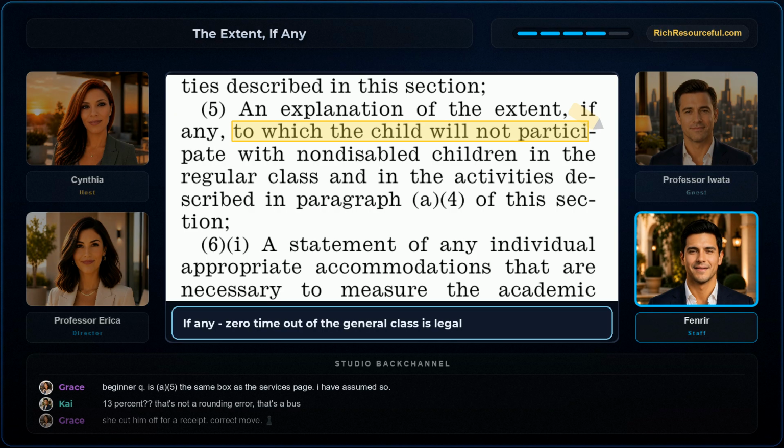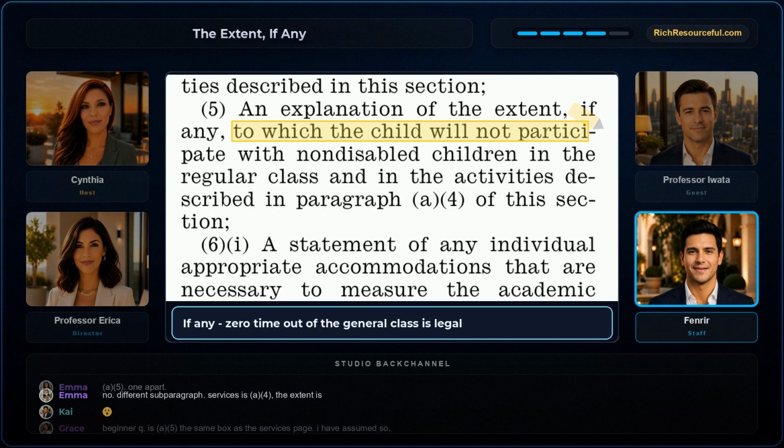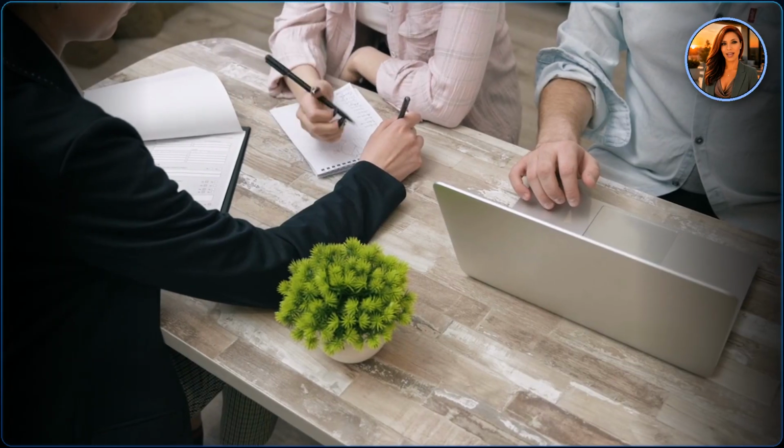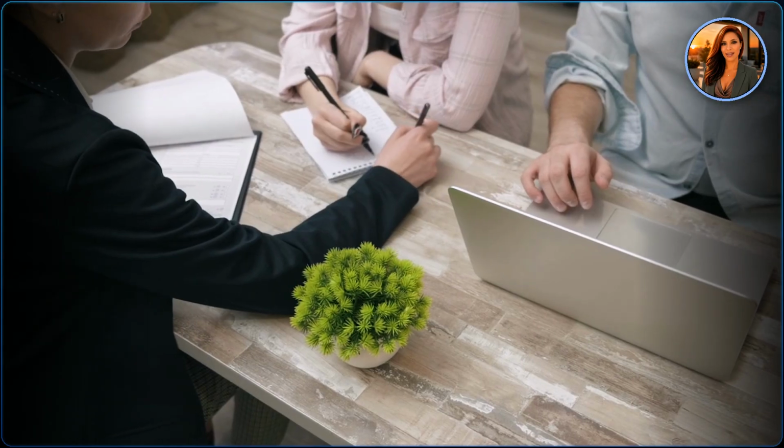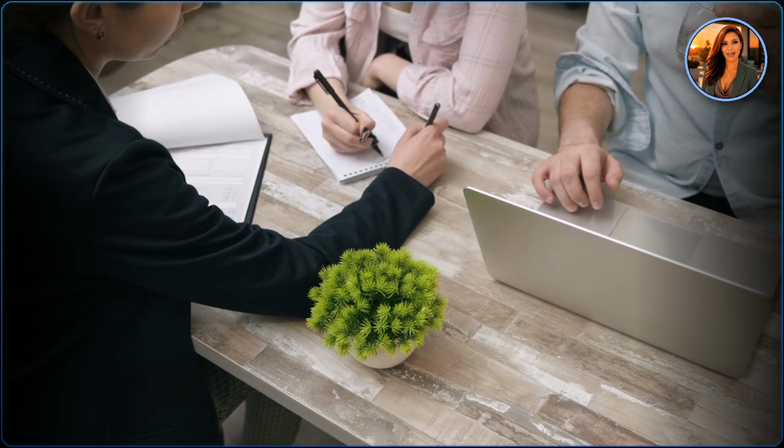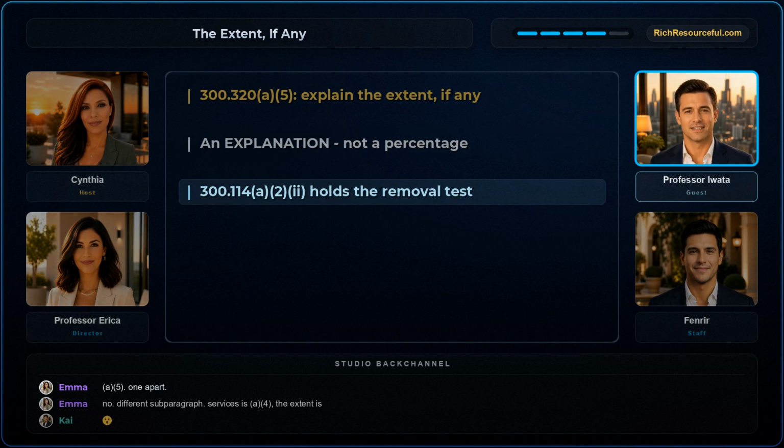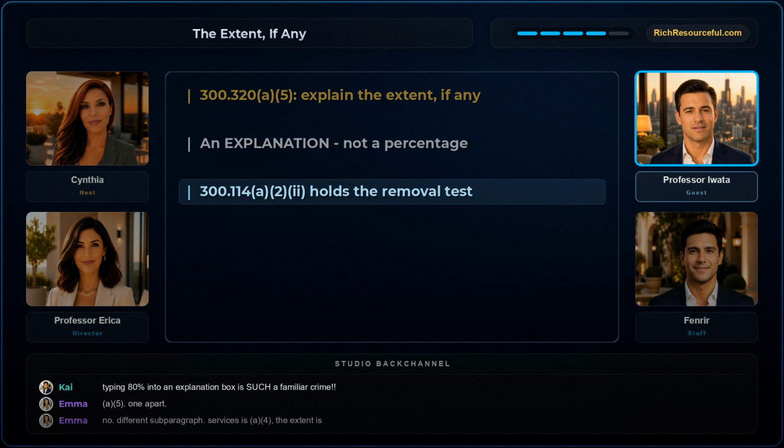Explanation. Not a percentage. Most of what gets typed there is a number. 80% general education. The 5-room list doesn't help here. The box doesn't ask which room. It asks why not this one. The why sits in a different section entirely. A2, small 2 of the LRE rule, the removal test.